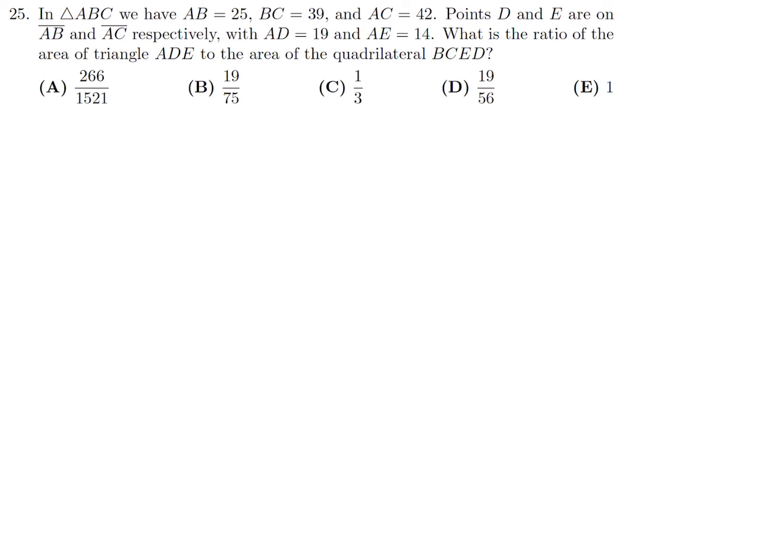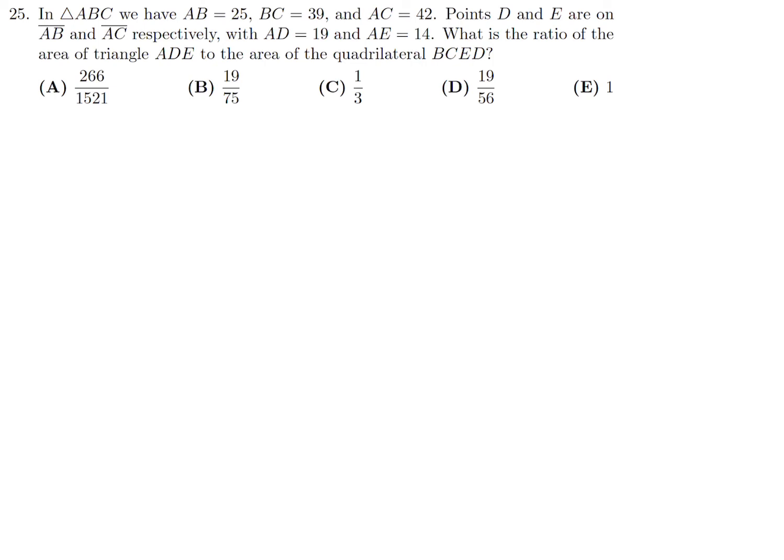In triangle ABC, we have AB equal to 25, BC is 39, and AC is 42. Points D and E are on AB and AC respectively, with AD equal to 19 and AE equals 14. What is the ratio of the area of triangle ADE to the area of quadrilateral BCED?